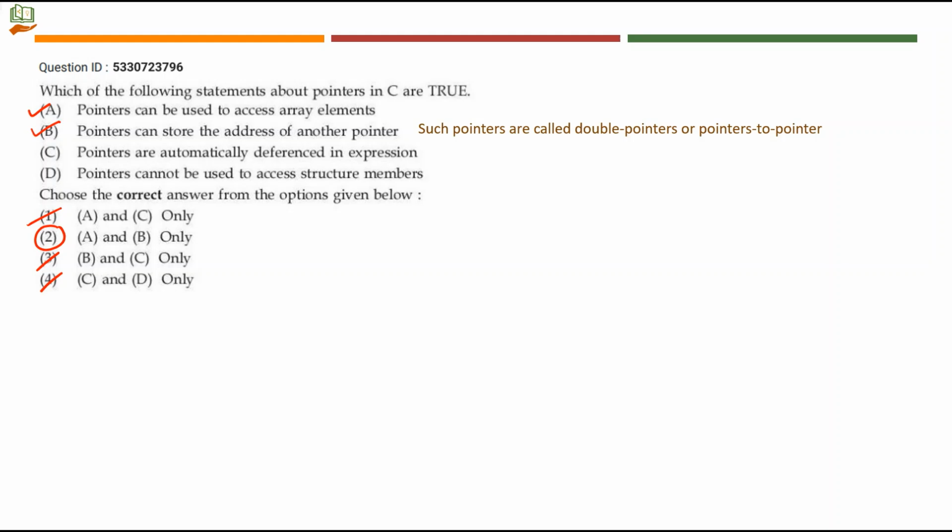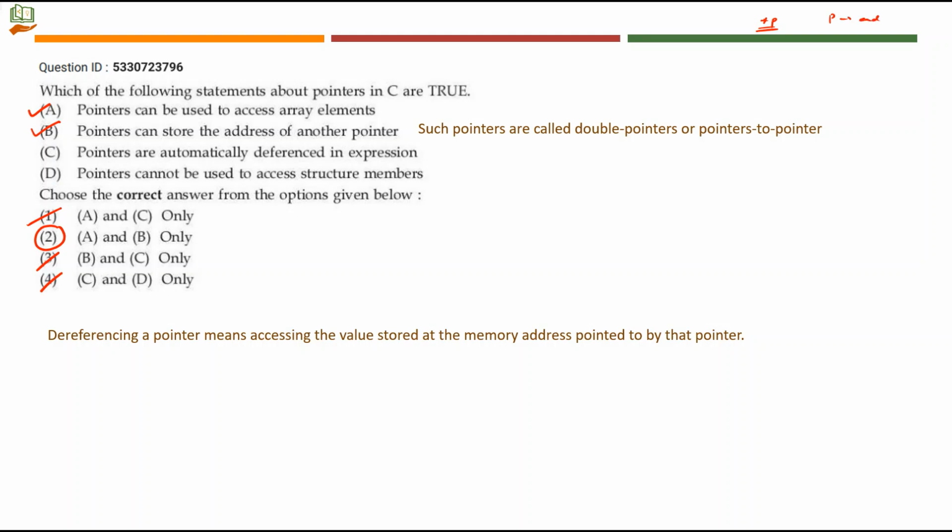Now we will understand why C and D are not true. Pointers are automatically dereferenced in expression. It's not difference, it is actually dereferenced. What is dereferencing a pointer? It means accessing the value stored at the memory address pointed to by the pointer. We actually dereference it using this particular symbol. When you mention a pointer, it actually denotes the address of the variable. Only when you use asterisk pointer, it will denote the value. This is actually dereferencing a pointer. In C and C++, pointers are not automatically dereferenced.